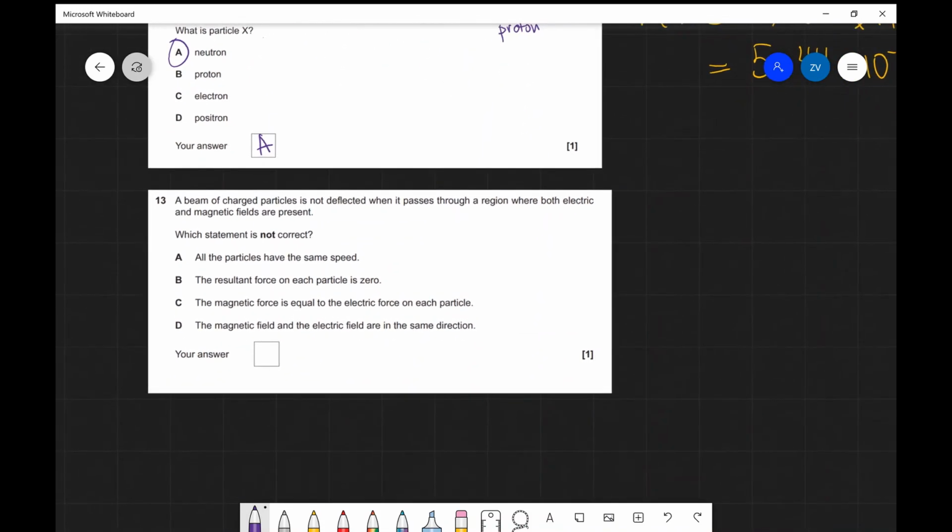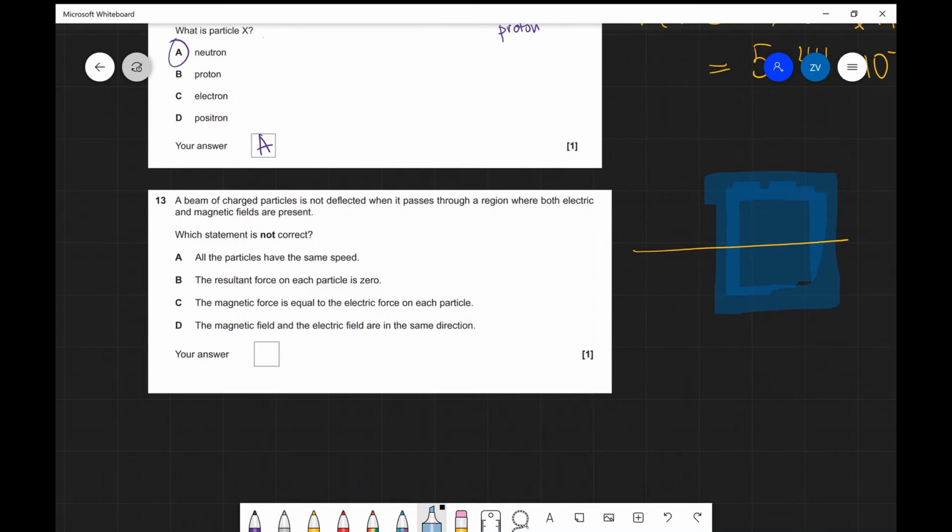Question 13. A beam of charged particles is not deflected when it passes through a region where there are both magnetic and electric fields present. In other words, let's say this is our beam of particles and it passes through some region in which we have an electric field and a magnetic field. Which statement is not correct?